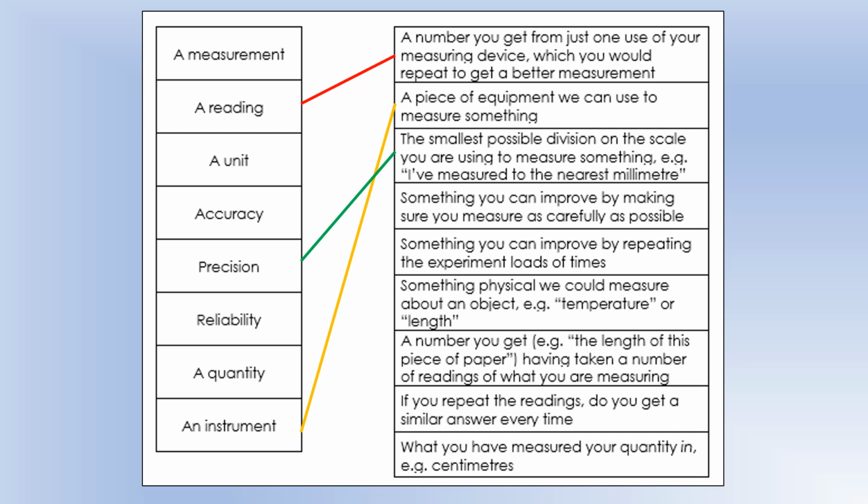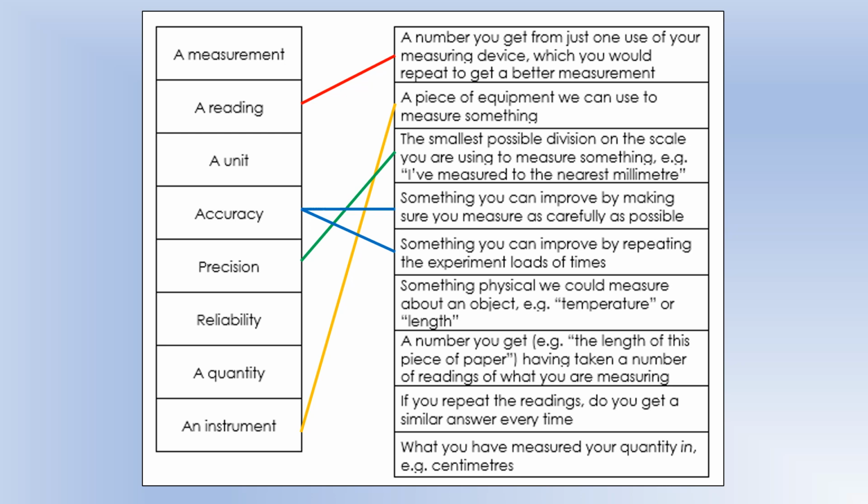Something you can improve by making sure to measure as carefully as possible would be aiming to improve the accuracy. If you are not careful, the reading you would get is going to be further from the correct length, if we're talking about measuring lengths, so you're going to change the accuracy. Something you can improve by repeating the experiment lots of times, that would also be the accuracy, and the way you'd actually improve the accuracy is you'd calculate an average of our repeat readings, and that removes the little random errors that we get cropping up all the time.